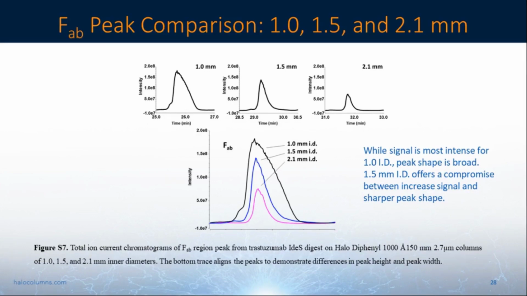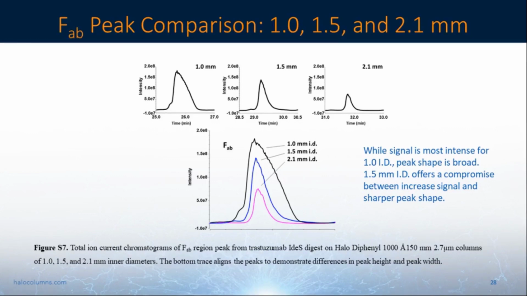while the signal is most intense for the 1 millimeter ID column, the peak shape is broad, and that 1.5 millimeter ID column offers a compromise between increased signal and sharper peak shape, which is shown here in the middle of the slide. And the 1.5 result is in the blue trace, compared to the 2.1 millimeter ID result, which is in the pink trace. So you can see how the dispersion is really impacting the 1 millimeter ID column more so than the 1.5.